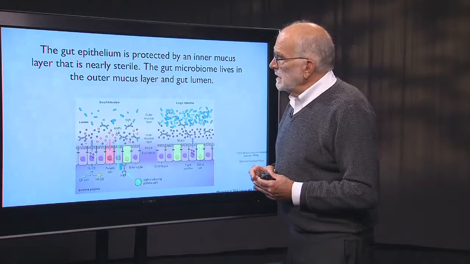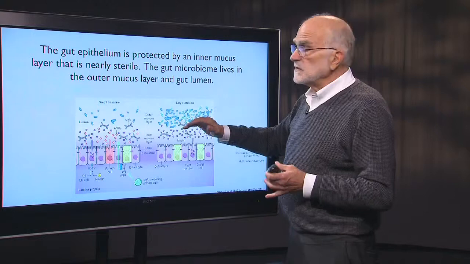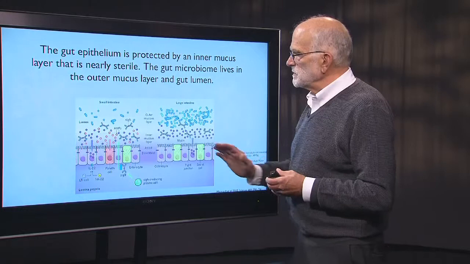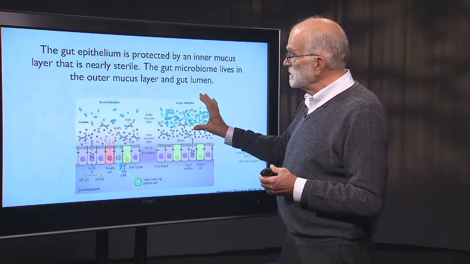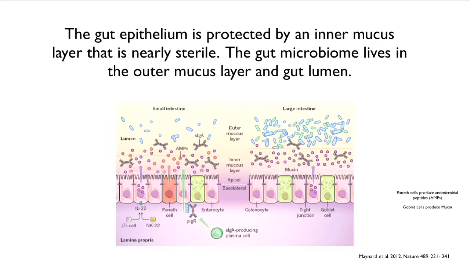Interestingly, the gut epithelium is protected. There is an inner mucus layer that's nearly sterile, and the gut microbiome, the bacteria living in the gut, are mostly in the outer mucus layer and out in the gut lumen. So this is the picture in the small intestine. This is the picture in the large intestine. There are more bacteria in the large intestine. However, there's quite a bit of regulation going on in both, where you have things like Paneth cells and other cells that are producing both mucin and antibacterial peptides and immunoglobulins to keep bacteria under control in that layer right above the intestinal epithelium.